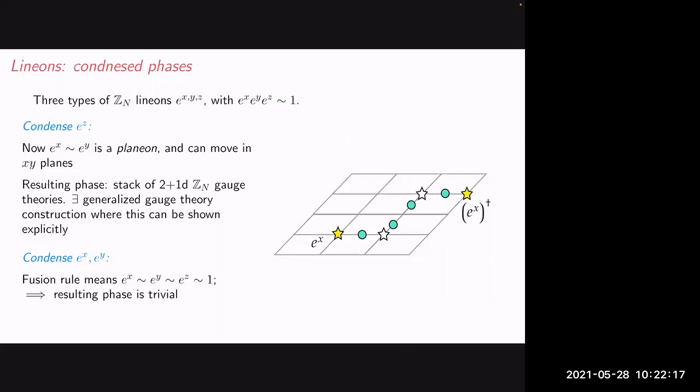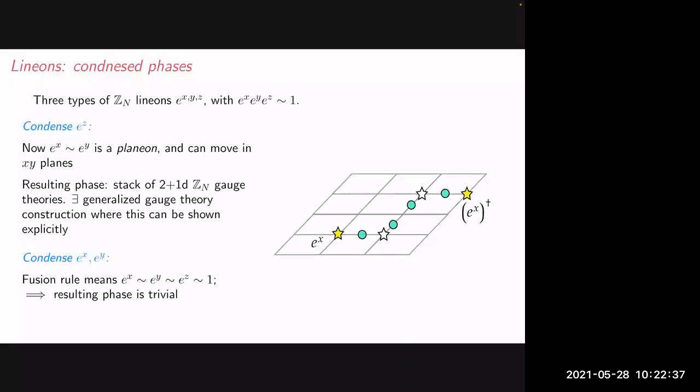Okay, and then let's also say, just for completeness, what happens when we condense multiple species of lineons. Actually, this is pretty trivial. Because of this fusion rule here, if I condense both EX and EY, well, their product, EZ, is also condensed. And so all the lineons are condensed, and actually this phase is trivial.